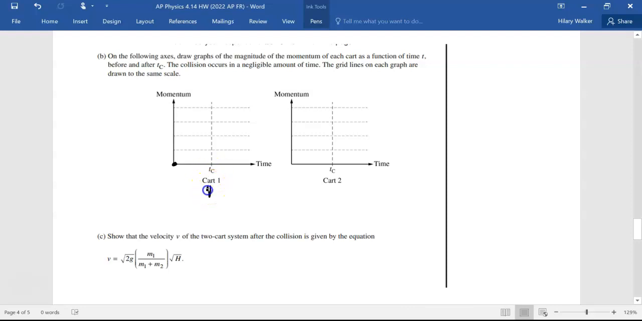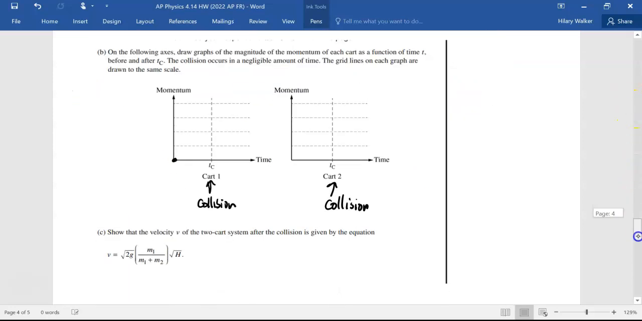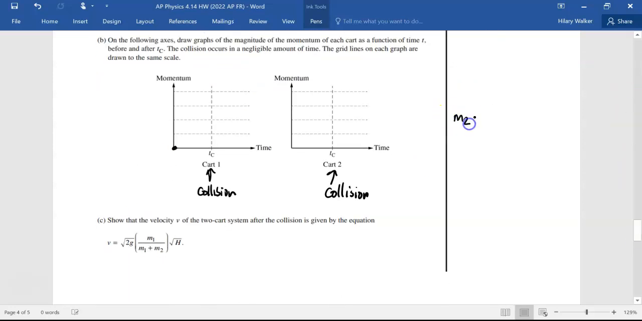So TC, again, means the time of the collision, when the collision occurs. One thing, which was my silly mistake when I did this problem last time: one thing to keep in mind is M2 is going to be greater than M1. So keep that in mind for this whole problem.